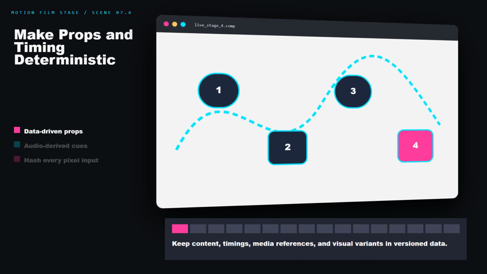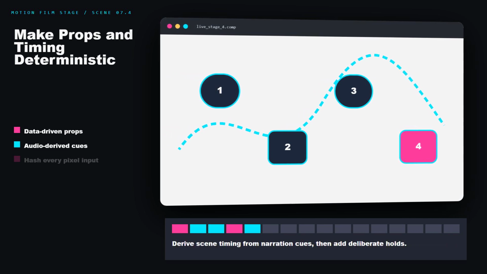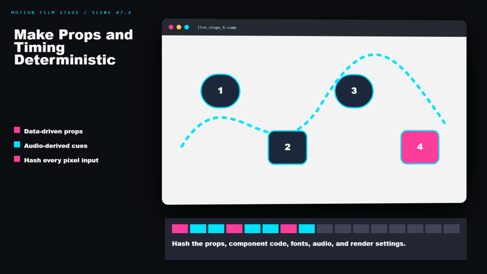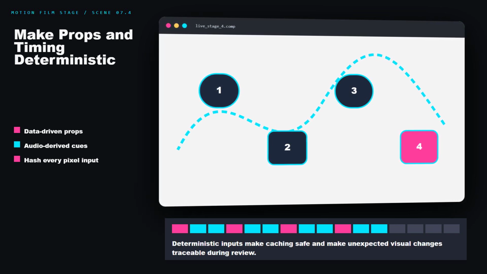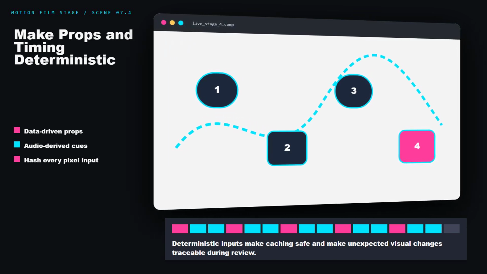Keep content, timings, media references, and visual variants in version data. Derive scene timing from narration cues, then add deliberate holds. Hash the props, component code, fonts, audio, and render settings. Deterministic inputs make caching safe and make unexpected visual changes traceable during review.